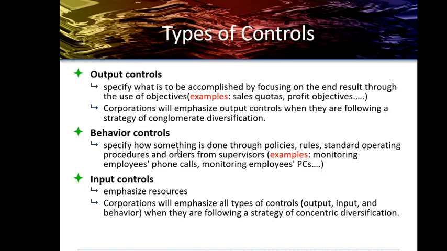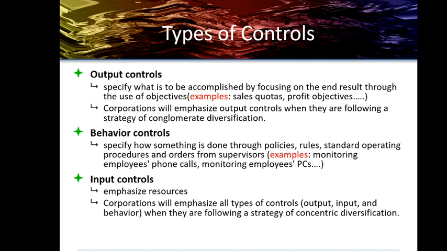What are the types of control? Actually, there are three types of control: output controls, behavior controls, and input controls. Let me and you try to differentiate between the three types. Output controls specify what is to be accomplished by focusing on the end result through the use of objectives. That's why we call it output control.